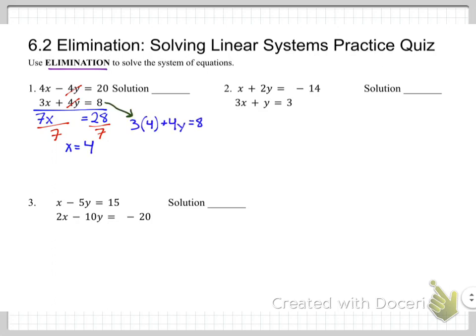I'm going to go ahead and use the lower one because it's all positive and there's smaller numbers. That really doesn't matter. You can use either one. I'm going to plug the 4 in for x. That's 12 plus 4y equals 8. And when I solve for y, I get negative 1. So my point is 4, comma, negative 1.